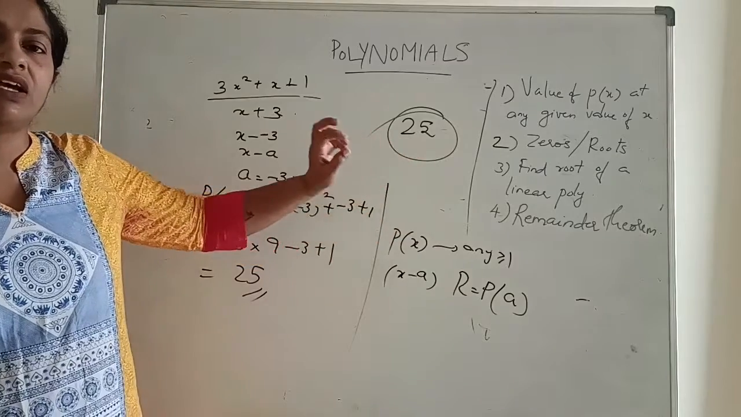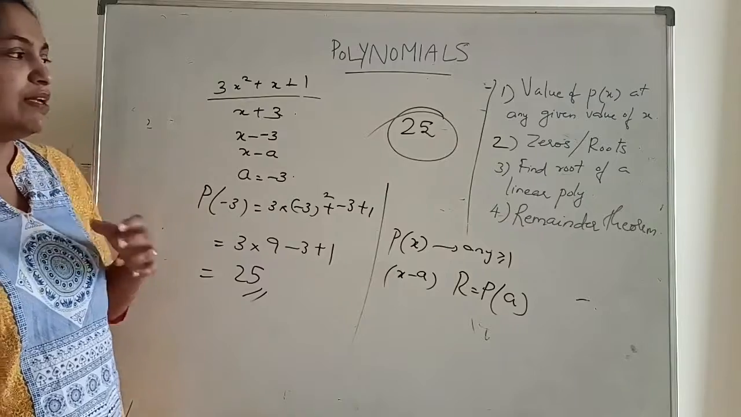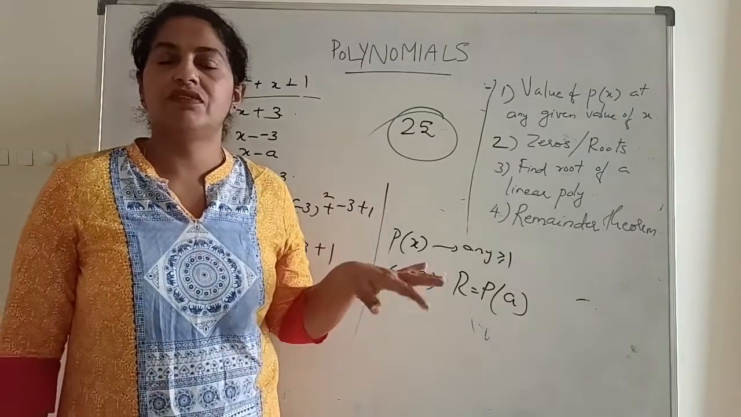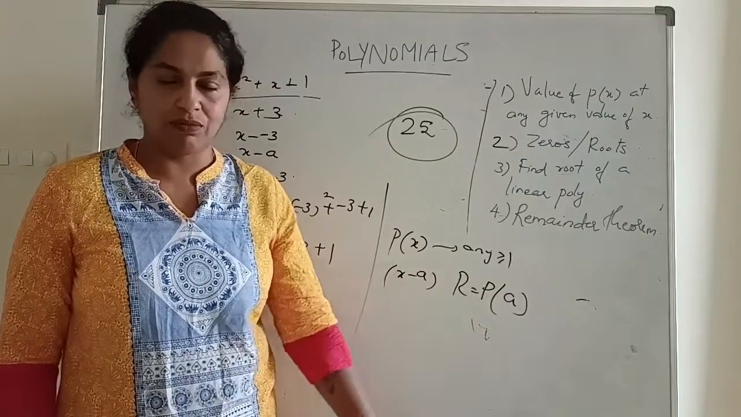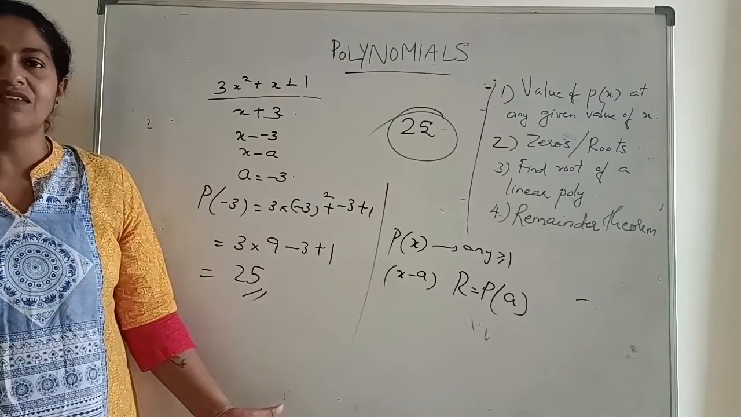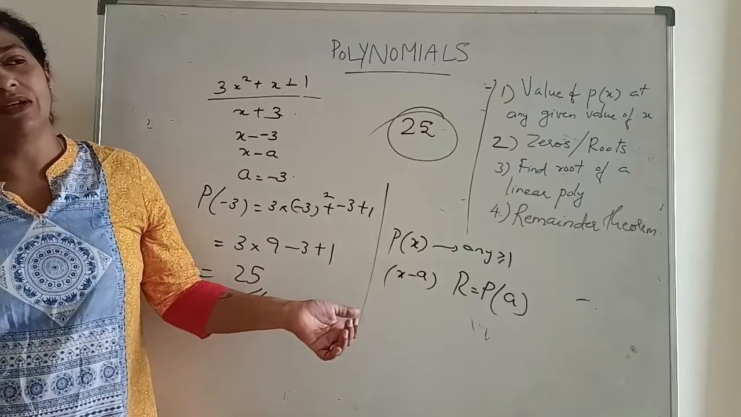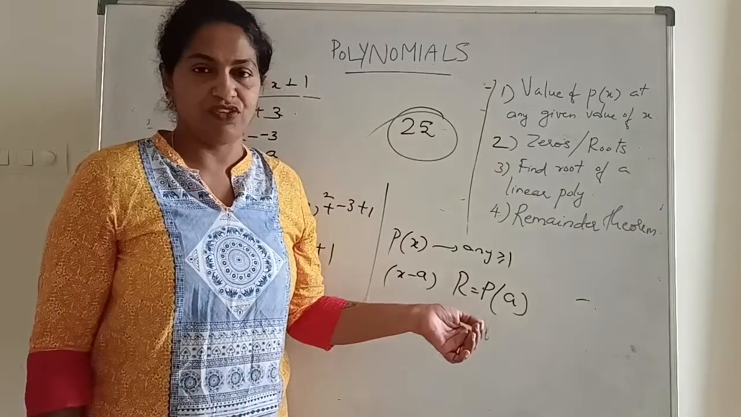This is the reason why, when a question is asked for the students, find the remainder when a polynomial so and so is divided by this polynomial, they immediately use the remainder theorem, because you can see that it just gets over in one line, whereas the long division is so lengthy. This will help you in finding the remainder, but it will not help you in finding the quotient.